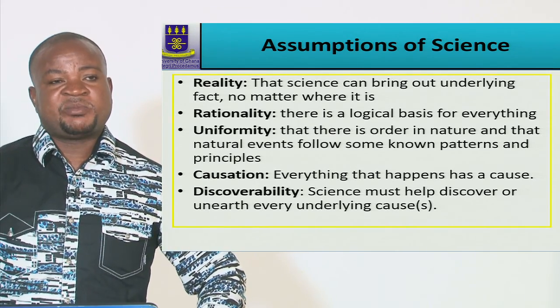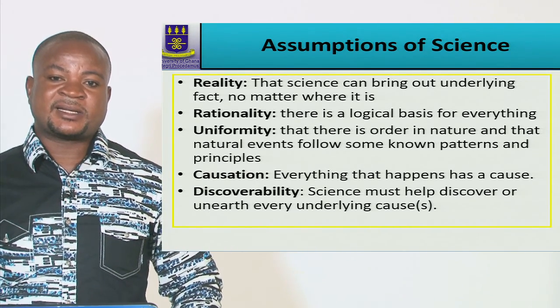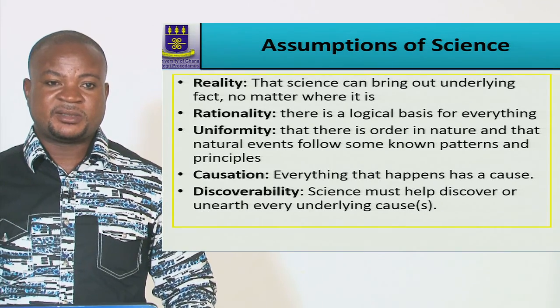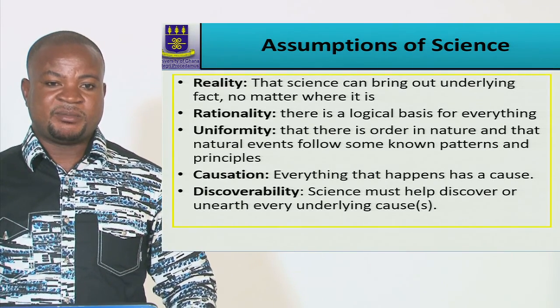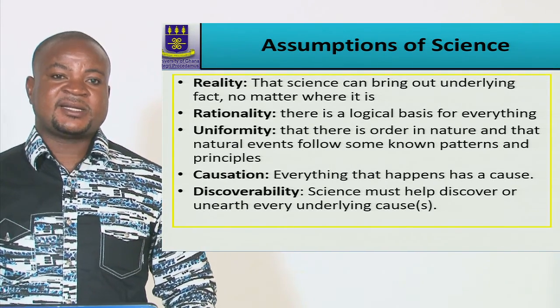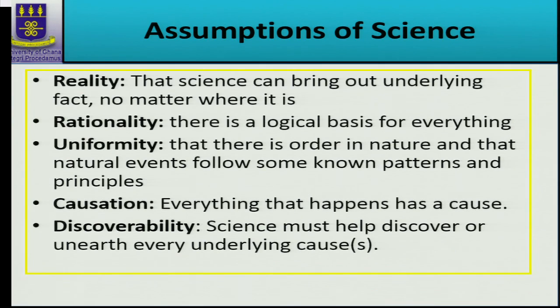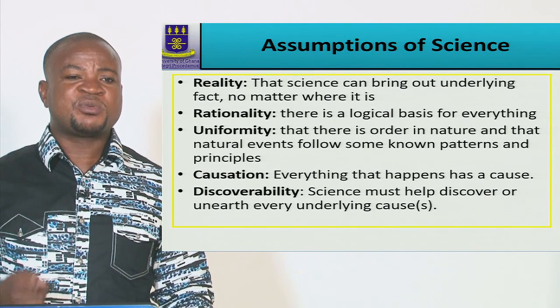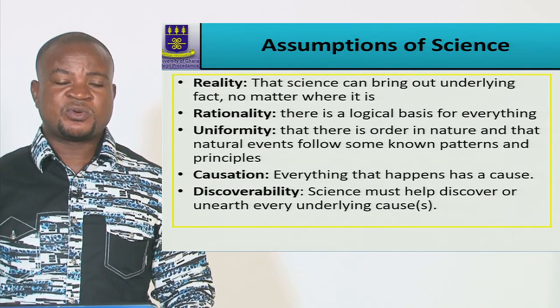And then science also believes in causation, that everything that happens will have a cause. There is something definitely behind it. And then finally, science also believes that there is discoverability. That is, science must help discover or unearth everything underlying causes. Science believes that whatever happens, the causes are there, so we should be able to get there. We should be able to discover.